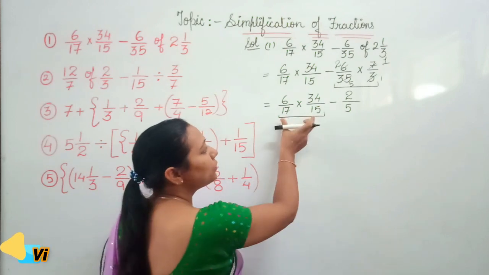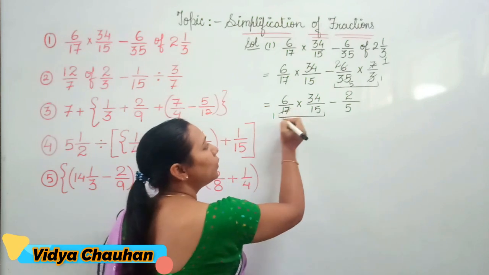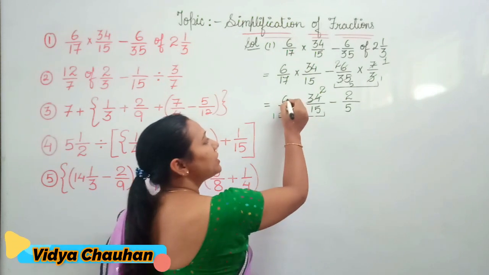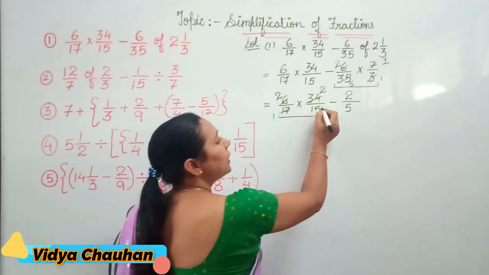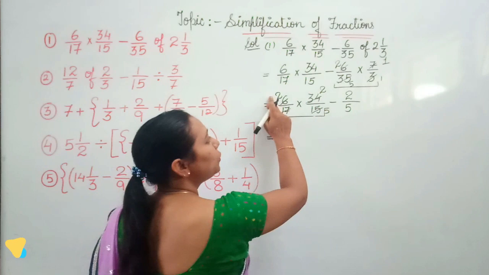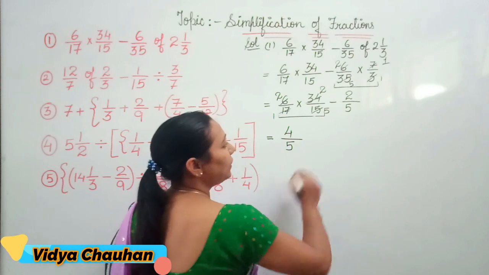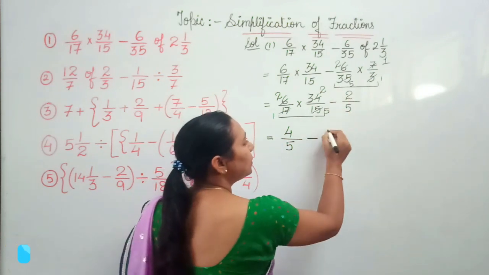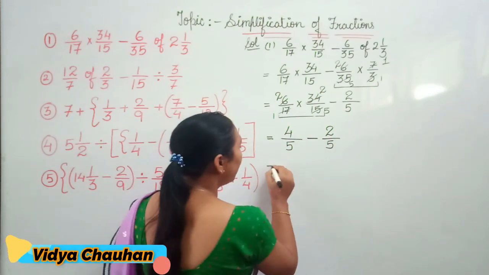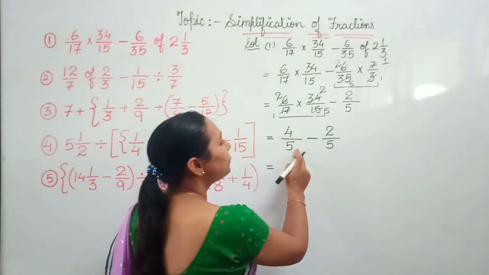Solving these two terms, once again you can see that in cross form we can simplify: 17 ones are, 17 twos are. Here 6 and 15 will be simplified by 3, so 3 twos are and 3 fives are. Okay. So in the next step, when I solve this, 2 into 2 is 4, and 1 multiplied by 5 is 5, minus the next term which is already there, 2 upon 5. Clear, children?